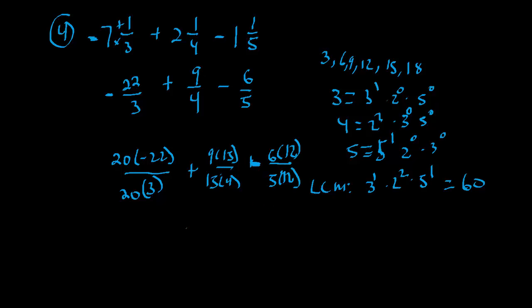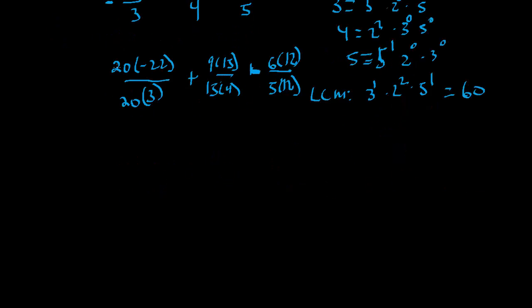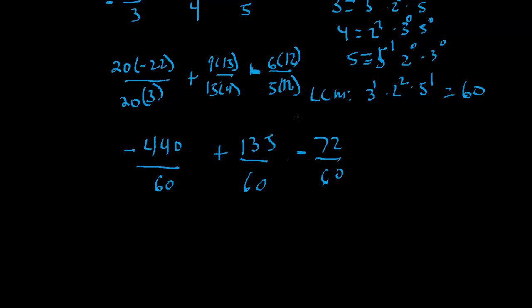So 20 times negative 22 is negative 440. Nine times 15 is 135 over 60 minus 72 over 60.